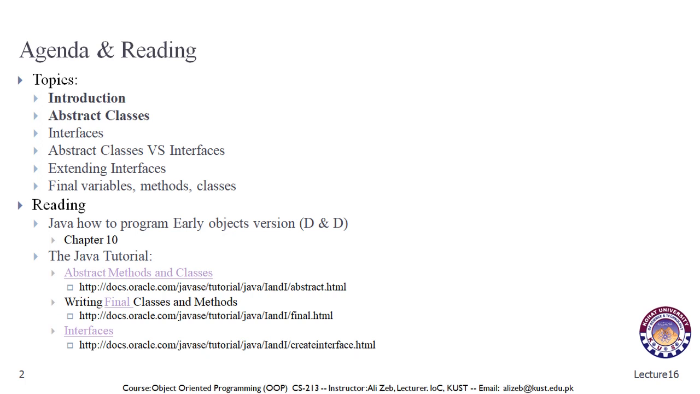In the upcoming lectures, we will also discuss the relevant concepts like the interfaces and the comparison between the abstract classes and interfaces, how we can use the interfaces, and the final variables, methods and classes, etc. The relevant material for this lecture can be found in chapter 10 of the book Java How to Program, Early Objects version. You can also find other tutorials online on the given links.